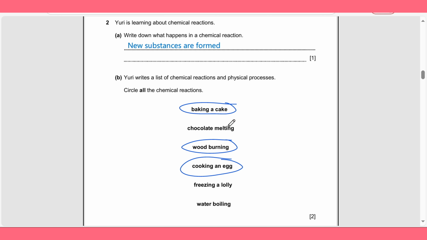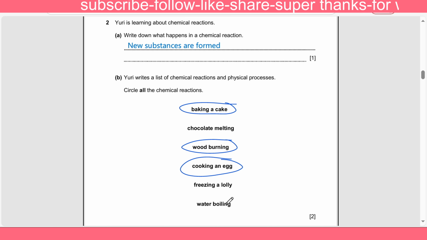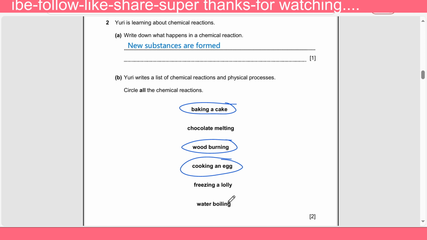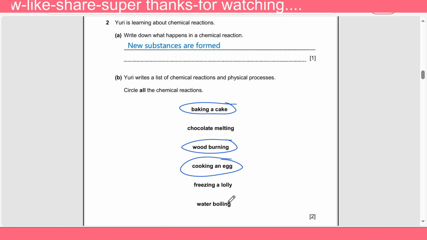because they can be reversed back. Like if we melt a chocolate and then we cool it down, the liquid chocolate will turn back into solid chocolate. So it can be reversed. Same like water boiling. Water boiling, it becomes steam. The steam, if you cool it down, will condense back into water. Let's move on to the next.